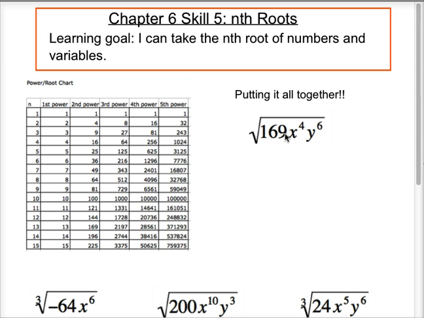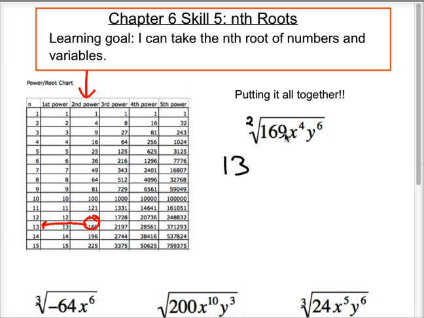Well, first, let's look. Our index is going to be 2. So any numbers that we're focusing on are going to come from that second column. The neat thing is 169 actually is in that column. So that 169 right there actually becomes 13. So in this case, we're lucky. The number pulls out just fine.